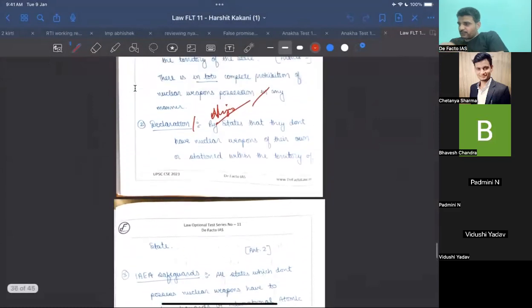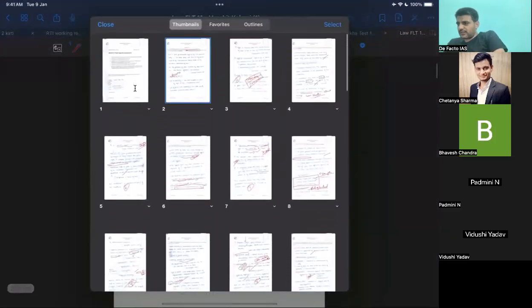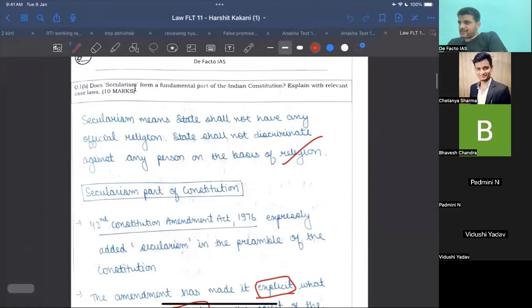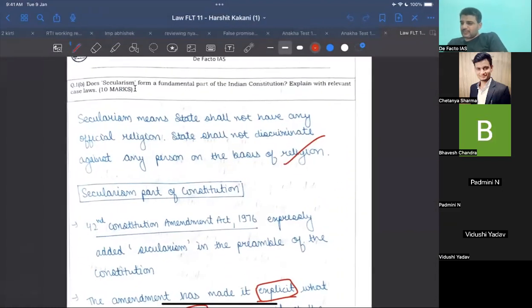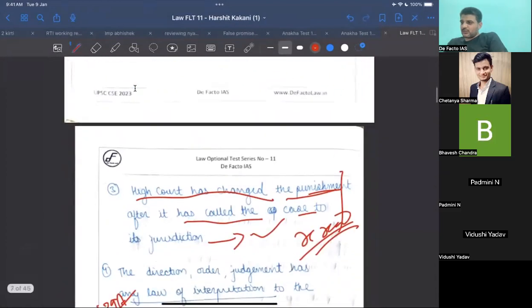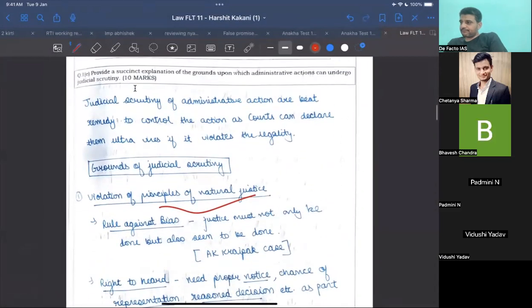Look at the questions. Let me show you some of the questions of the full length test. Life and personal liberty. Secularism is a part of secularism question. This time they haven't asked it. Appellate jurisdiction. See? Same question. What are the grounds on challenging of administrative acts? Right? And this is something they ask you every time. It is not something which is unique in nature. Right? They ask you every time.